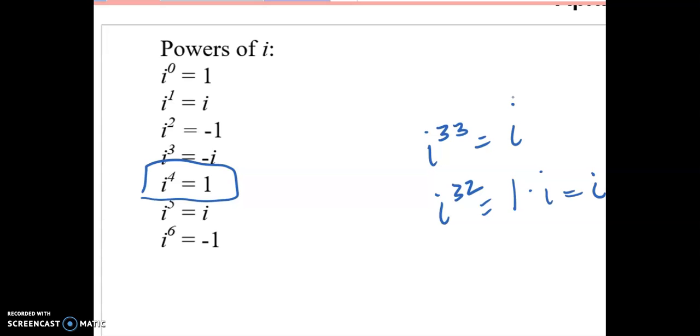All right, so that's the concept of i squared and the powers of i. And we should be good at that. Not the most important thing we need to do with i. So let's look at what we do need to do with i.